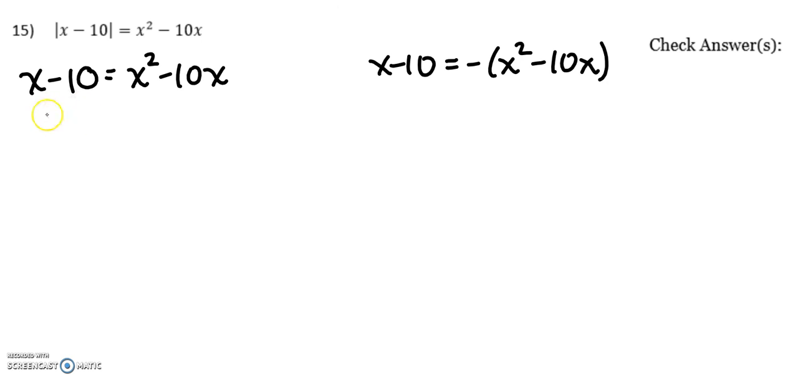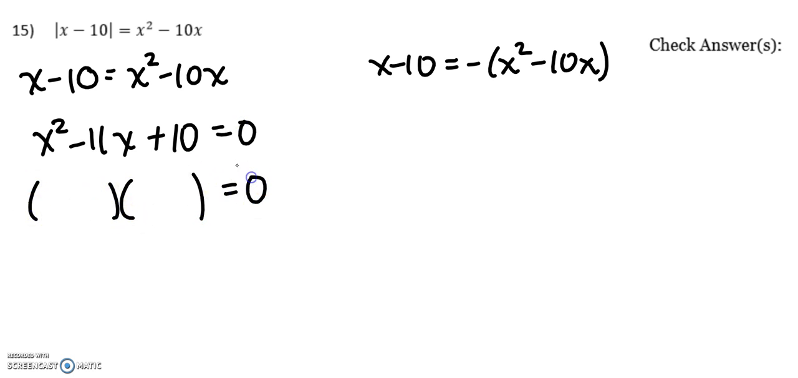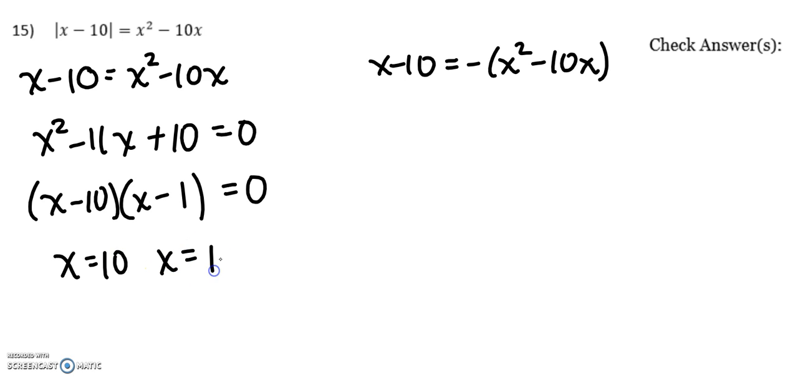So to solve this, I'm going to say x squared minus, not minus 10x, minus 11x plus 10 is going to be equal to 0. So this one factors into x minus 10, x minus 1. x is equal to 10, x is equal to 1. I'll come back to check those in just a second.